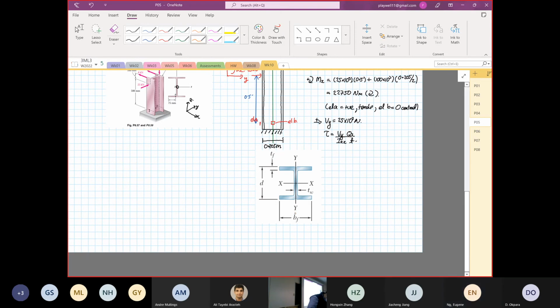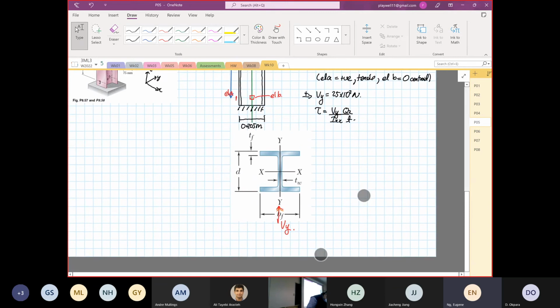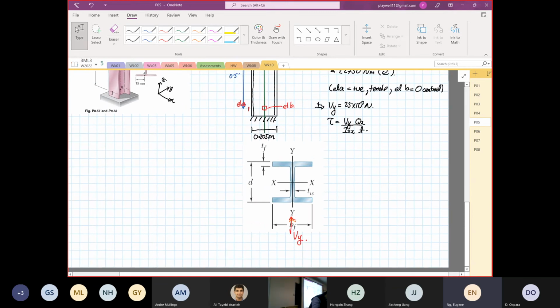Yeah, wrong color. Come on. Okay, so this is our Vy. So it's going to be what? Thin wall analysis, yes or no? So if thin wall analysis, it's a wide flange, we are going to construct the shear flow.